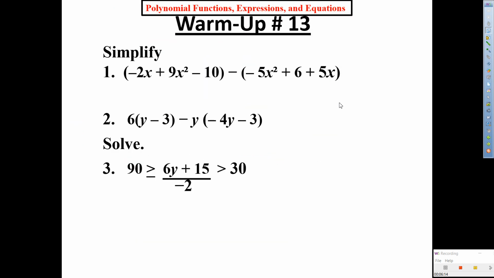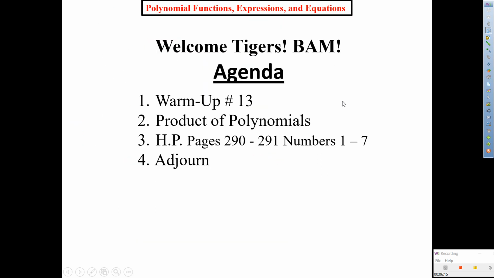Let's go. Copy your agenda for today. Warm-up number 13. Today we're moving on to product of polynomials. Some of you are going to be like, oh, I remember these. Yeah, but today we're going to crank it up a little bit more. Your home play for tonight, pages 290, 291, and you're doing numbers 1 through 7 only. Tell your neighbor which ones only, please. Unless you want to do the whole thing, that's fine with me.